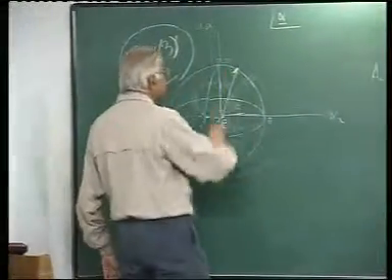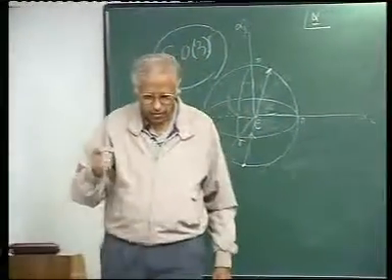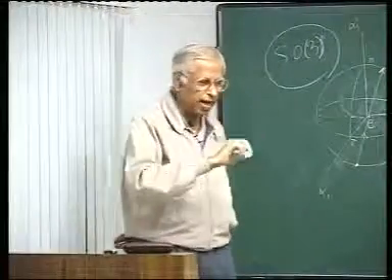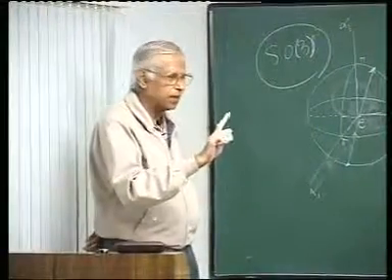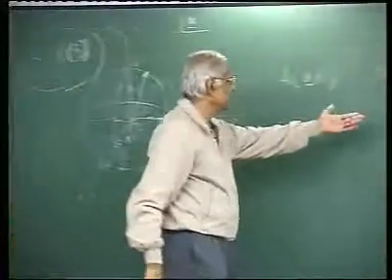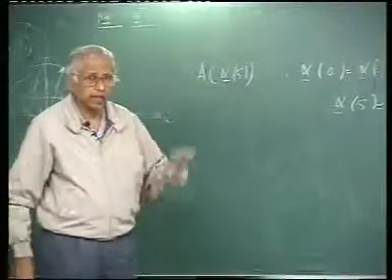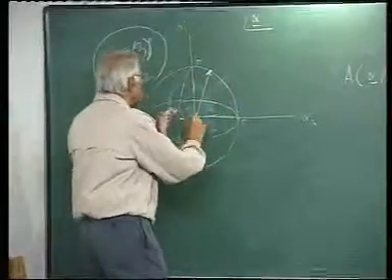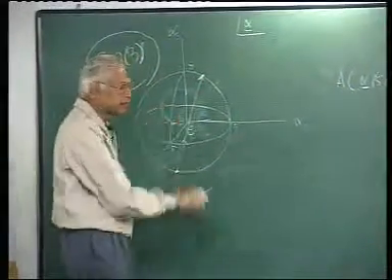So here is a class of loops in which the identification is used once. They are not equivalent to the trivial loop. They are not equivalent to the loops which lie completely inside the sphere.